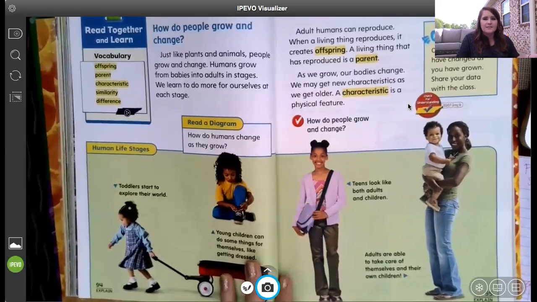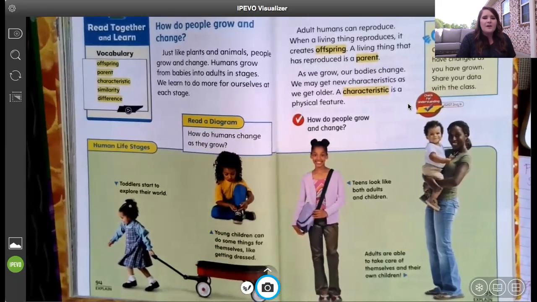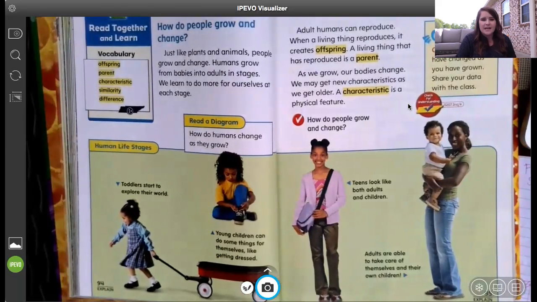So, how do people grow and change? So remember, on Wednesday we talked about animals. Today we're talking about us, humans. Just like plants and animals, people grow and change. Humans grow from babies into adults in stages. We learn to do more for ourselves at each stage.